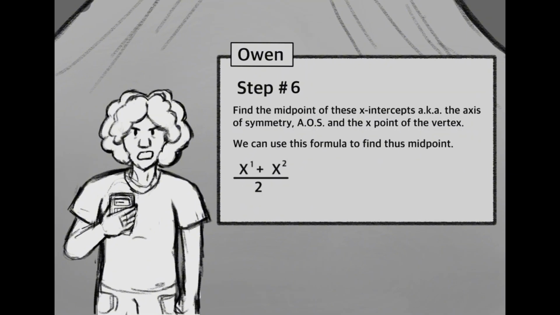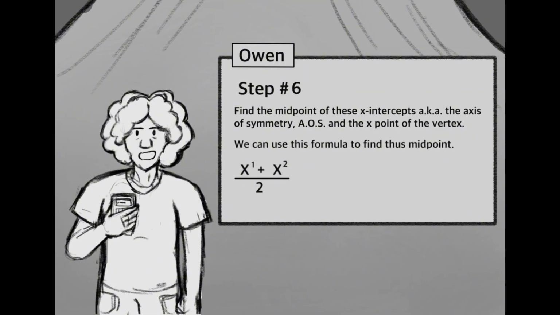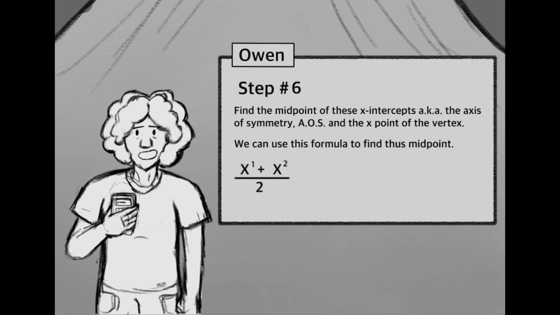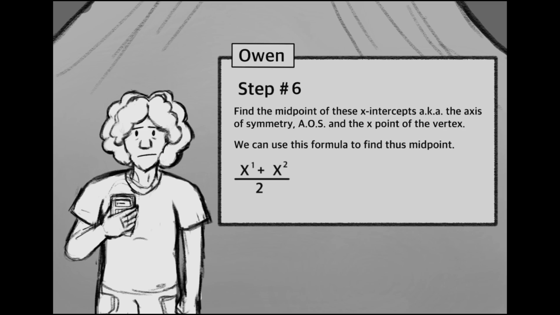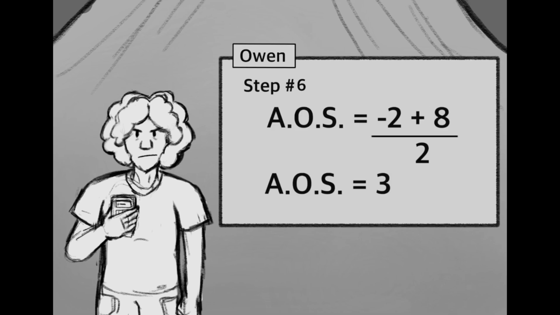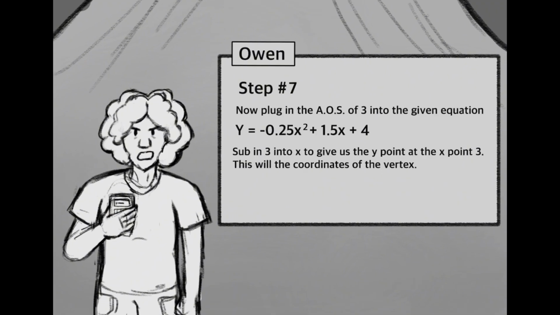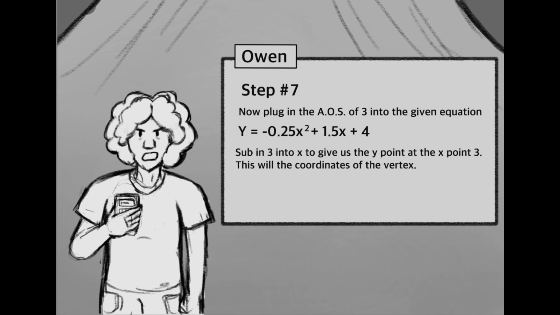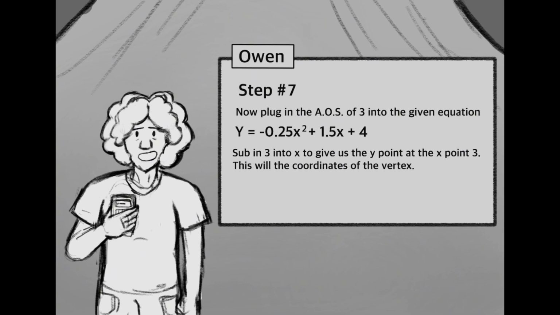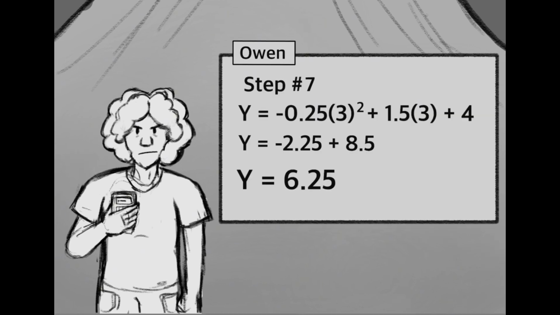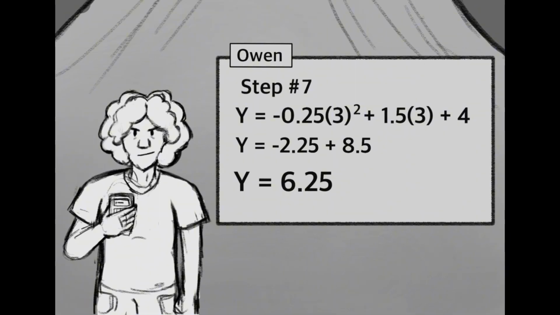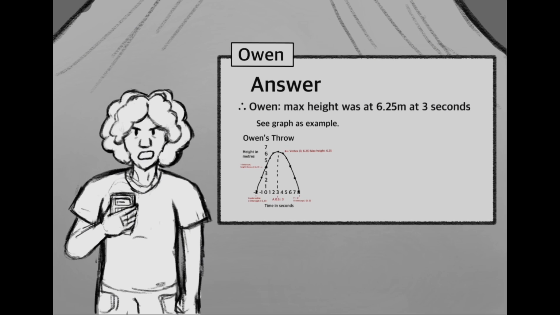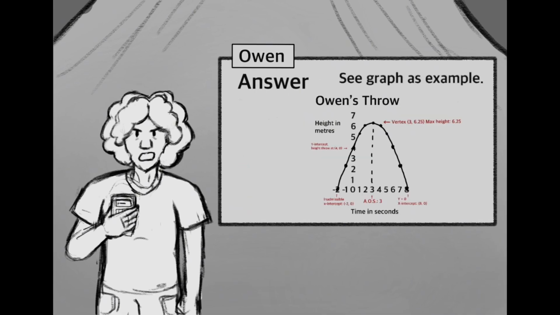Find the midpoint of these x-intercepts, aka the axis of symmetry, AOS, which is the x-point of the vertex. We could use this formula to find the midpoint, x1 plus x2 over 2. Now plug in the AOS of 3 into the given equation. Substitute 3 into x to give us the y point at x equals 3. Our answer: Owen's maximum height was 6.5 meters at 3 seconds. See his graph for example.